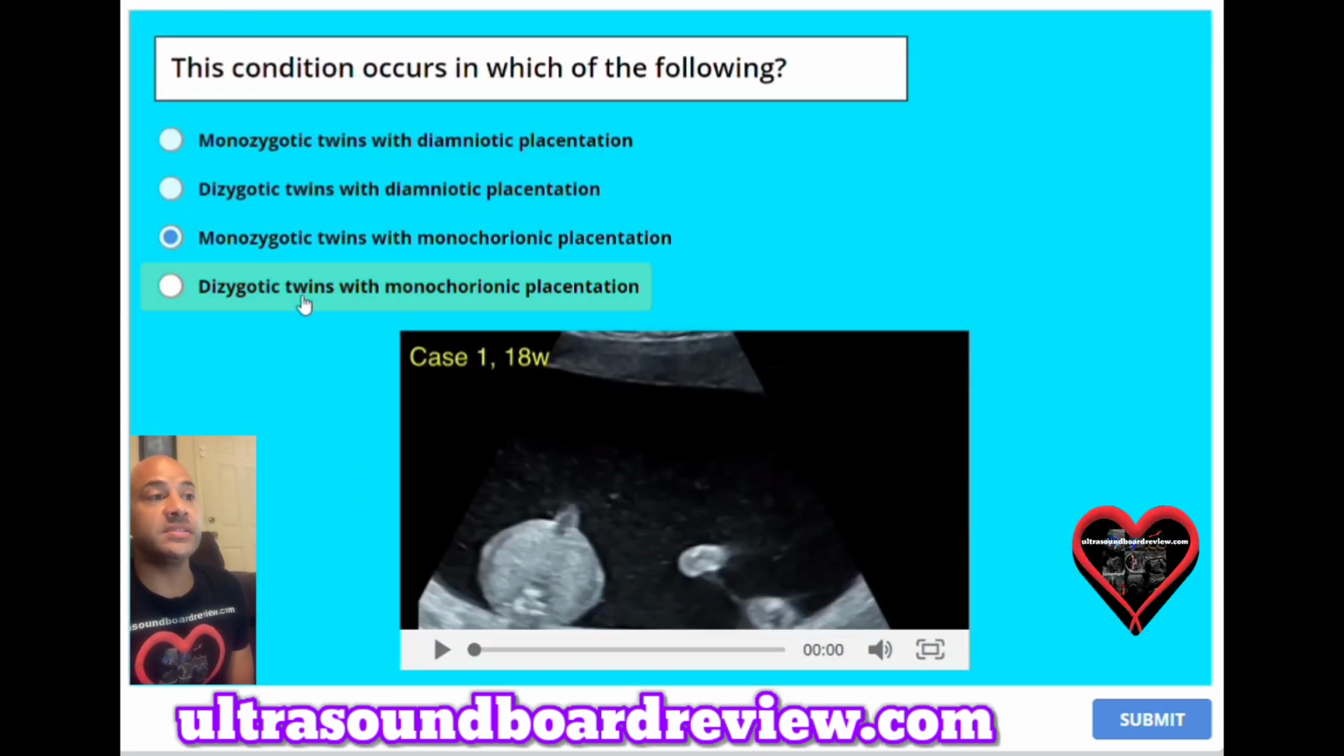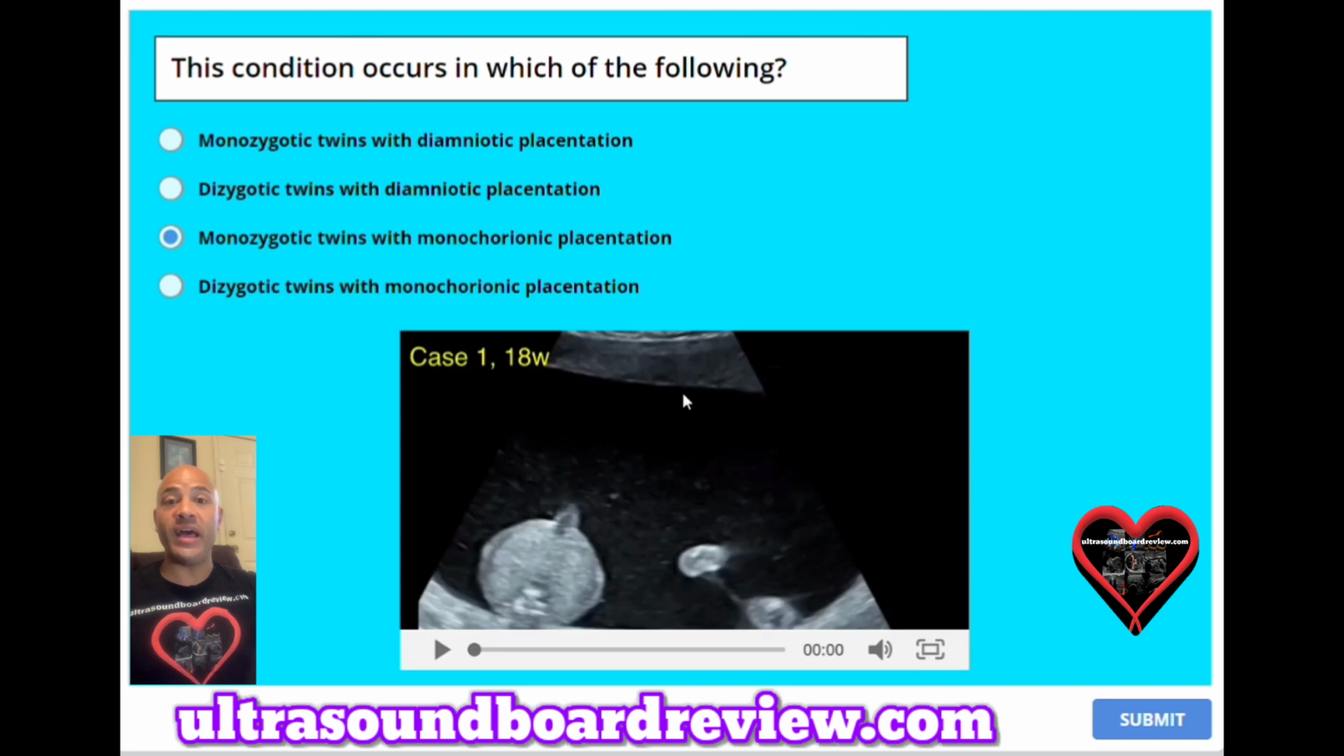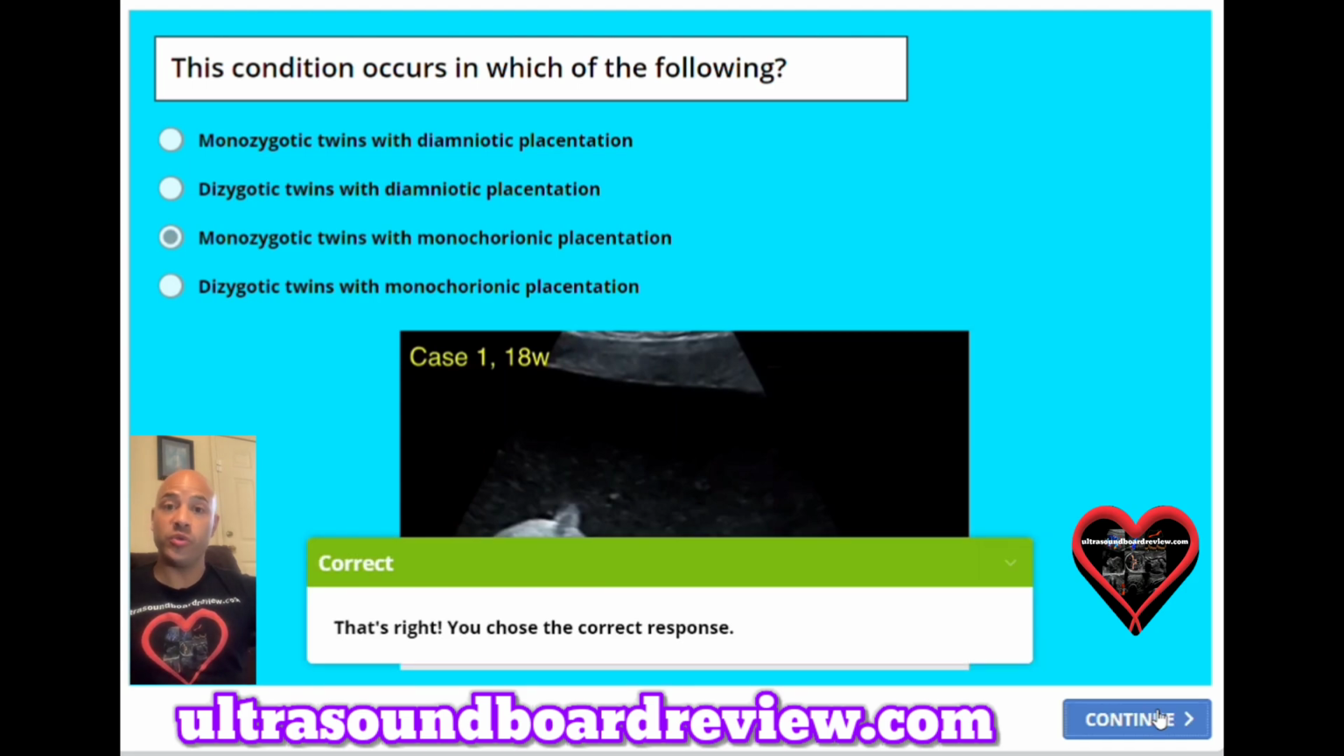The answer is C. Monozygotic twins with monochorionic placentation. This ultrasound represents TTTS, also known as polyoli sequence, or twin-to-twin transfusion syndrome. What happens is you get these abnormal vascular connections to the placenta, so like an artery to a vein that will shunt blood from the donor twin to the recipient twin.